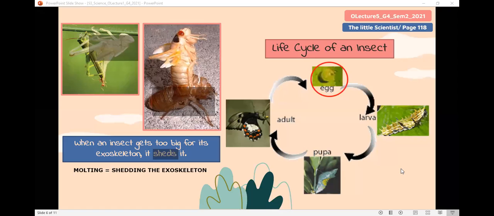Egg, larva, pupa, adult. First of all, the insects lay eggs on the plant's leaves. Then a larva hatches from an egg. The larva grows into a pupa. The pupa grows into an adult.